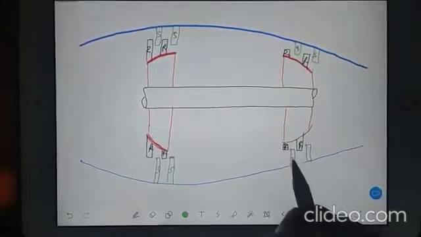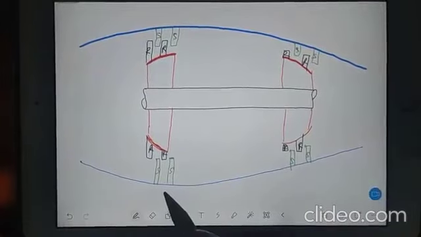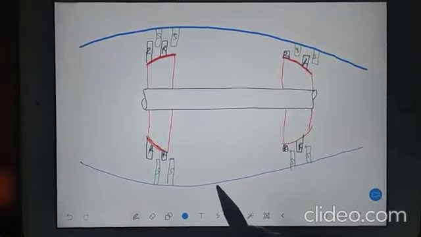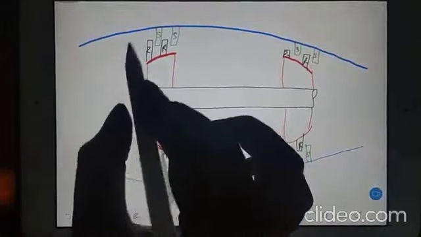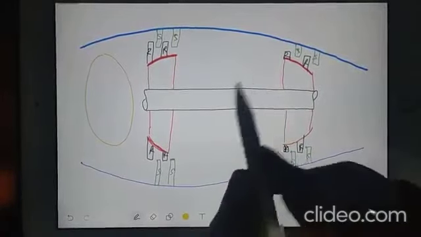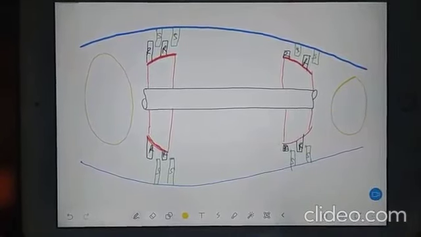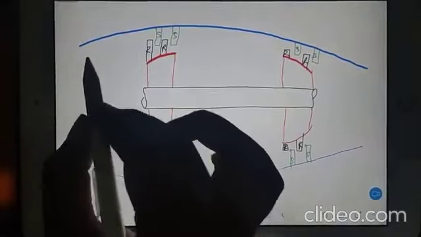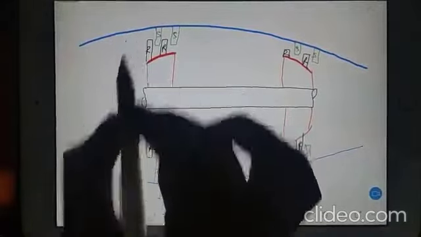Stator blades are stationary and they are attached with the cowling. The blue line what you are seeing, the skin, that is known as cowling. And you see, this much portion will be used as diffuser and this much portion will be used as nozzle. Okay, so we'll put sections now.